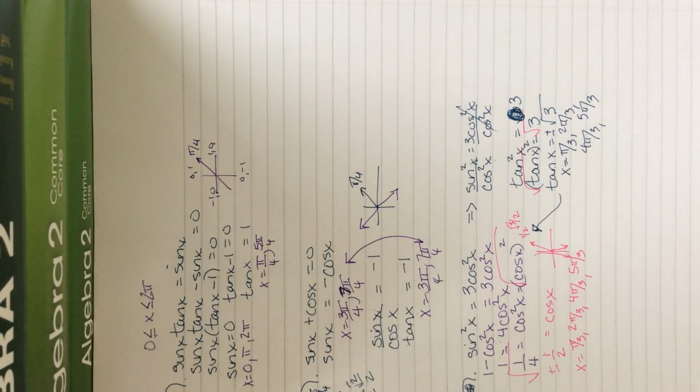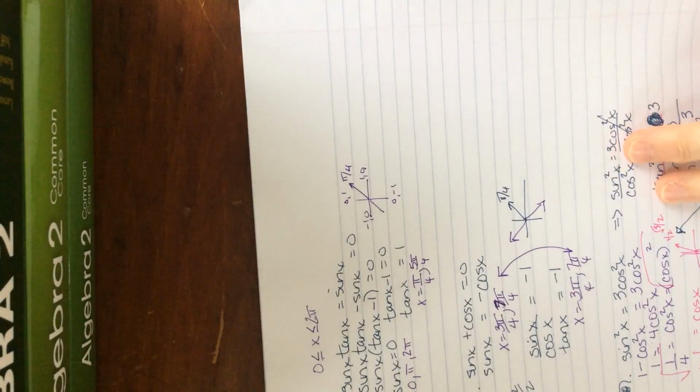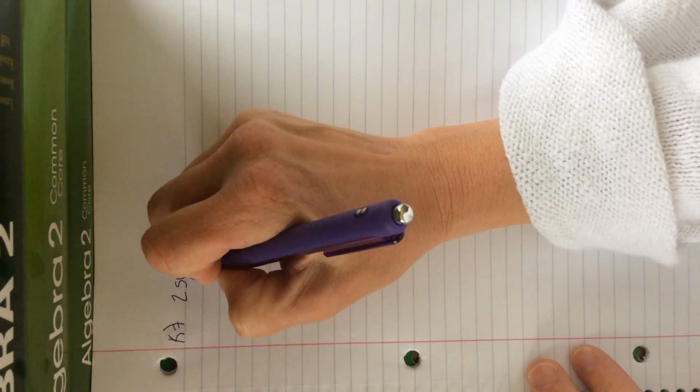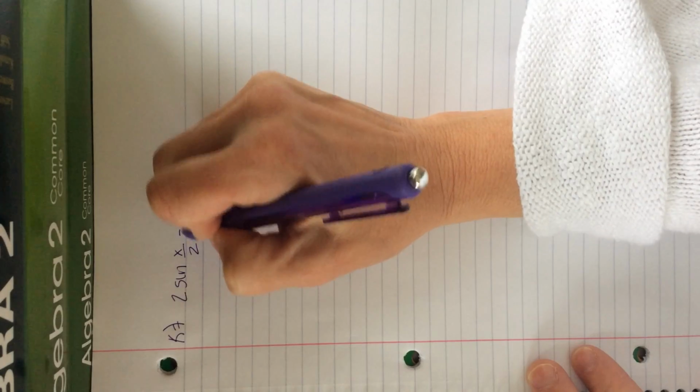Okay, so let me look at the remaining examples and pick out one more to do. Let's look at K, because K is going to be one where a U substitution, a little substitution approach, might help us in solving this equation. Okay, so here's K. We have 2 times the sine of x over 2 equals 1.